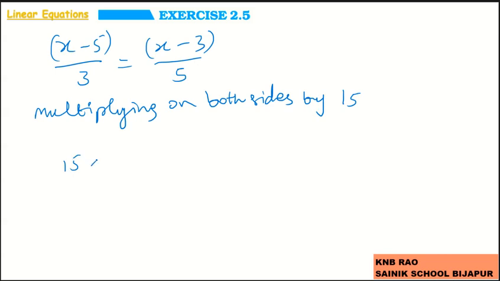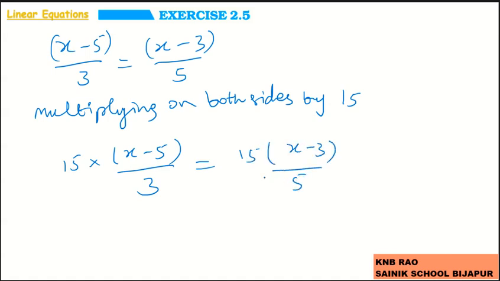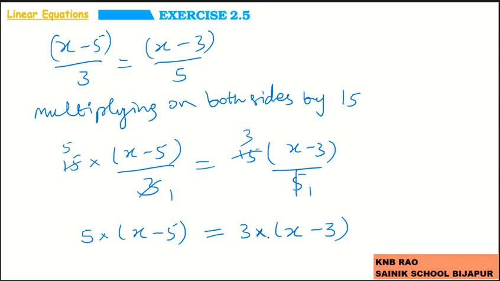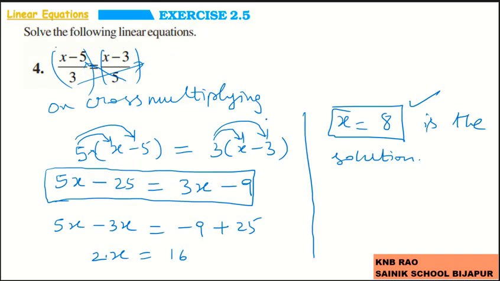So, when 15 multiplies (x minus 5) by 3 equals 15 multiplying (x minus 3) upon 5, this 3 ones are 3, 5 threes are 15, in the left hand side gives 5 into (x minus 5) equals 5 ones are 5, 3 fives are 15, 3 into (x minus 3) we will get in the right hand side. So, 5 into (x minus 5) in the left hand side, 3 into (x minus 3) in the right hand side. The same thing what we got when we cross multiply, similarly here we are getting.